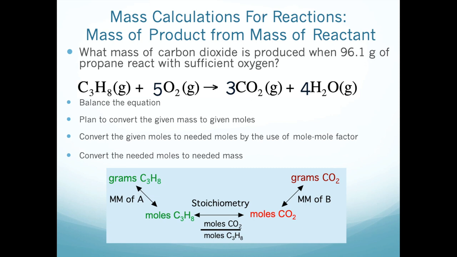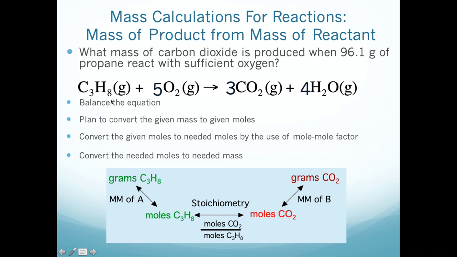So we're starting off with grams of propane. As we saw earlier, we need moles for our molar ratio. So our first step, our first starting point here, is to get from grams to moles. Remember, in order to do this, we need the molar mass of propane, of the chemical that 96.1 grams belongs to. So here's the formula of propane, C3H8.